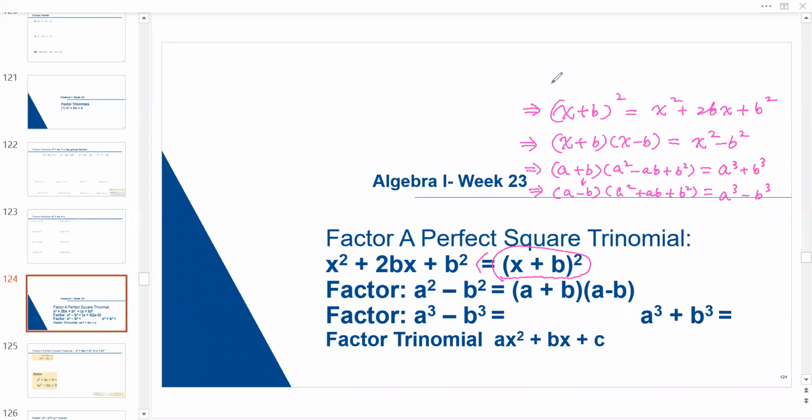So these are special products we already learned. When we meet these kinds of trinomials and factor them, we can factor backward, right? It can be factored into this form. So let's see some examples. Just like the special products we learned earlier, right now we do the reverse process.